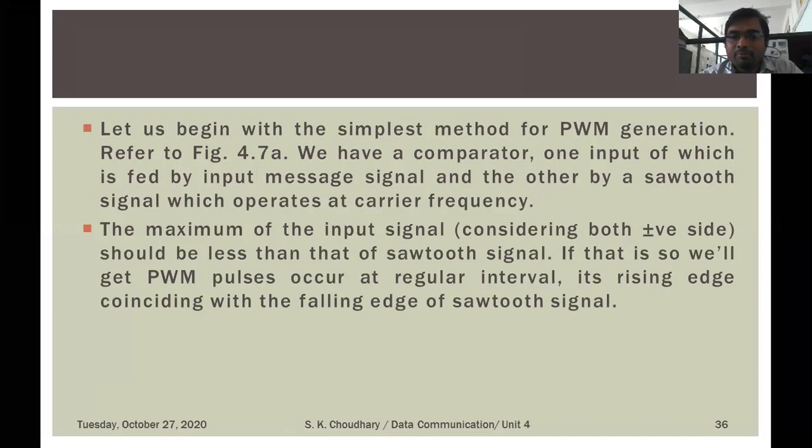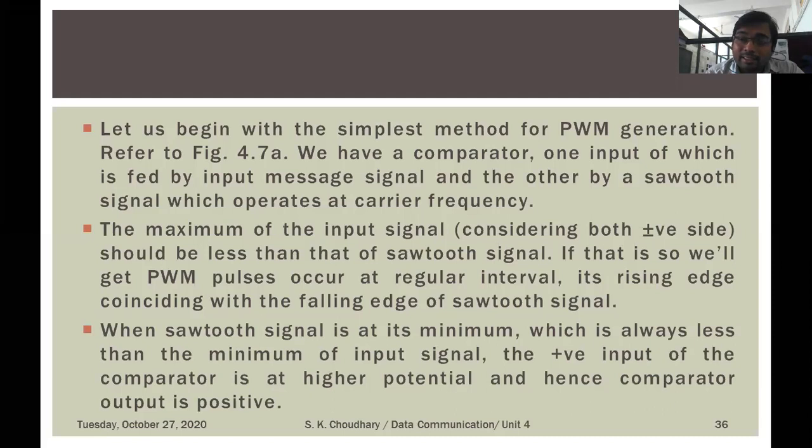So the maximum value of the input signal, considering both sides, either positive or negative, it is a time varying signal actually. So the maximum of the input signal should be less than that of the sawtooth signal. If the maximum value of the input signal is less than the sawtooth signal, then what do we get? We get the PWM pulses that occur at regular intervals. You can see that its rising edge coincides with the falling edge of the sawtooth signal, we will see this in the waveform also.